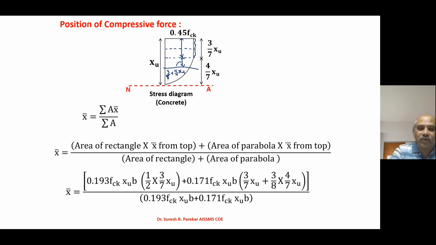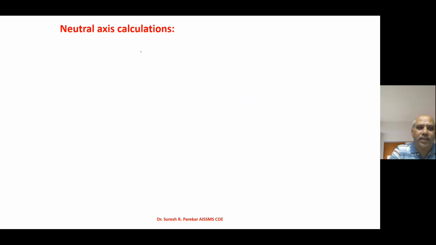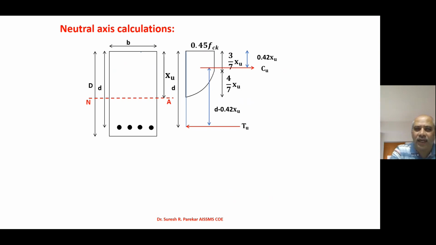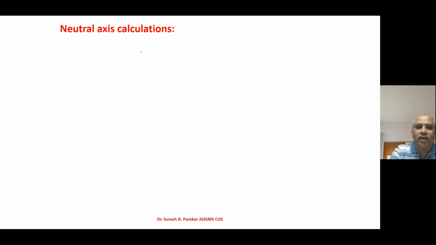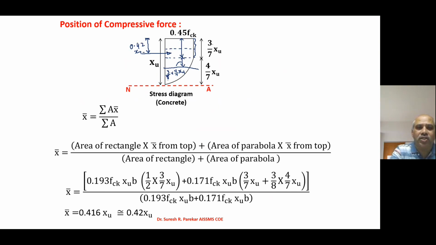And then by solving this, you will get the value of x bar as 0.42 into XU, and this will be from the top. So my compressive force will act just in a rectangle, and that will be at the value 0.42 XU. So these two we require when we talk about stress block parameters. Then the neutral axis, these things are not required. You have to find the value of neutral axis, that is XU, x bar 0.42 XU, and C. These two values are expected in stress block parameters.